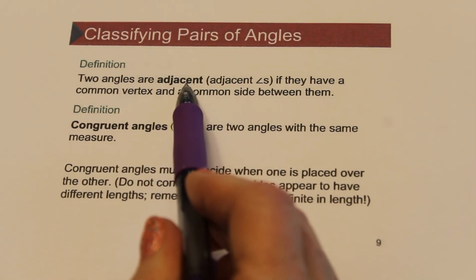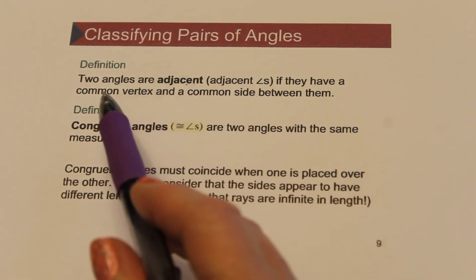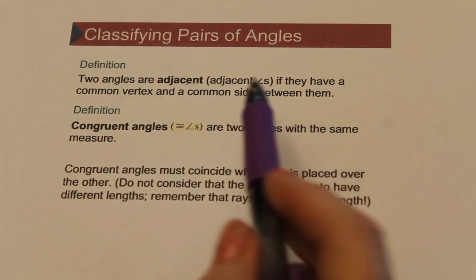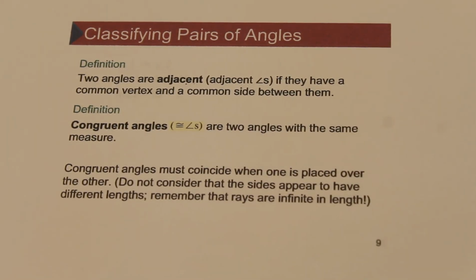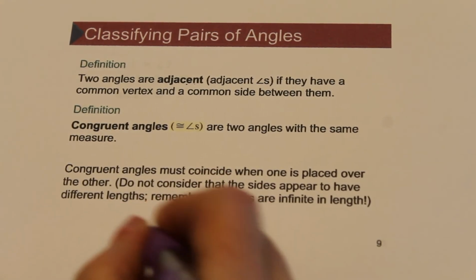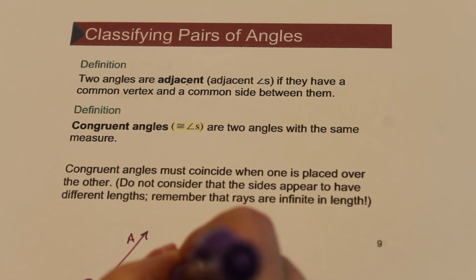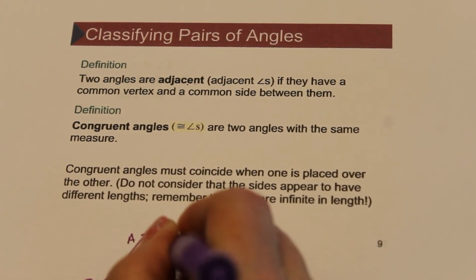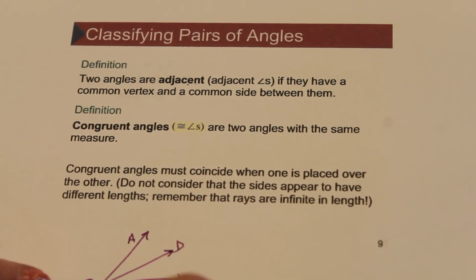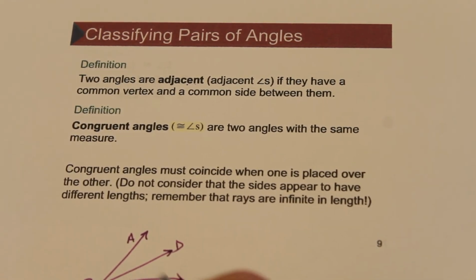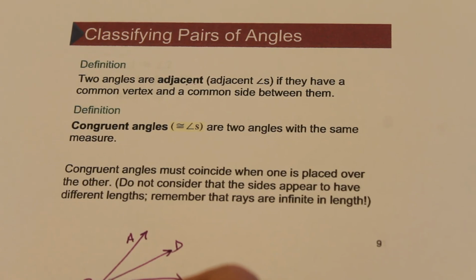Two angles are adjacent if they have a common vertex and a common side between them. If that was A, B, C, D, they both have a common vertex B, and they both have a common side BD.